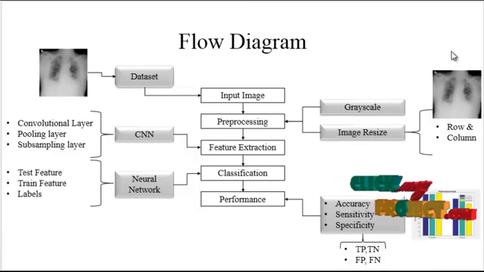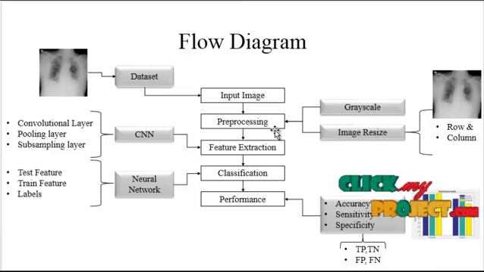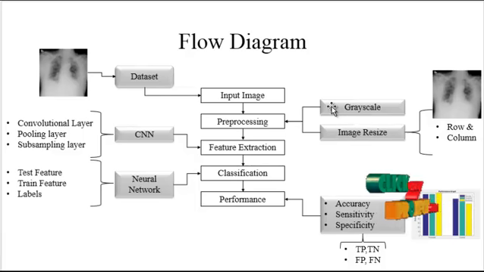This is the overall working flow of the process. At first, the first step is the input image. The input image is taken from the dataset. The dataset consists of several images, both the affected images as well as the normal images. After getting any one image from the dataset, the pre-processing will be carried out. In this pre-processing, we have two kinds of steps. One is the grayscale conversion, and the other one is the image resize.